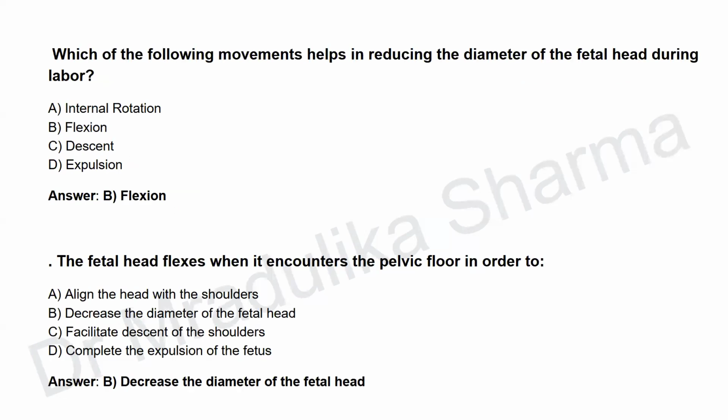Which of the following movements helps in reducing the diameter of the fetal head during labor? It's flexion, which gives us the best, shortest diameter, that is the suboccipitobregmatic diameter, to come in the engagement. The fetal head flexes when it encounters the pelvic floor in order to decrease the diameter of the fetal head.